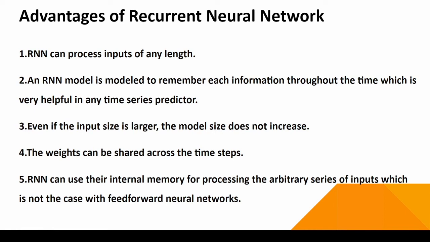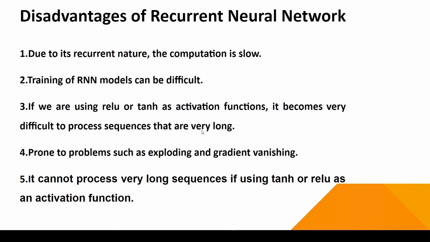And the disadvantage of RNN is that due to its recurrent nature, the computation is very slow. Training of an RNN model can be difficult. If we are using ReLU or tanh function as activation function, it becomes very difficult to process sequences that are very long, and it is prone to problems such as exploding and vanishing gradients. It cannot process long sequences if using tanh or ReLU function as activation function.